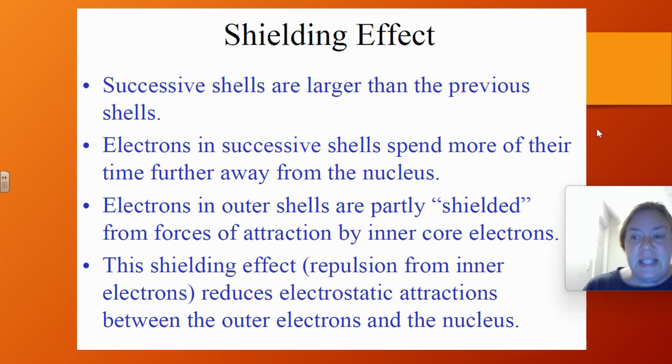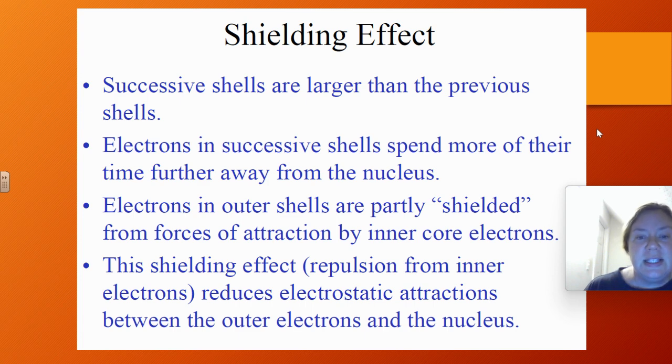Now, this should sound familiar to you, but this is the shielding effect. And so for the shielding effect, think about successive shells being larger than the previous shells. So for example, a 1s shell is smaller than a 2s shell, and a 3s shell is bigger than 2s, and a 4s shell is bigger than 3s, and so forth. That's what we're talking about, successive shells.